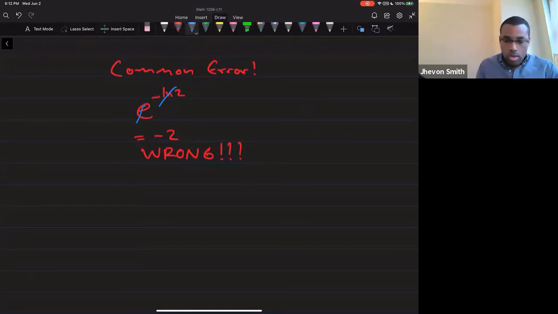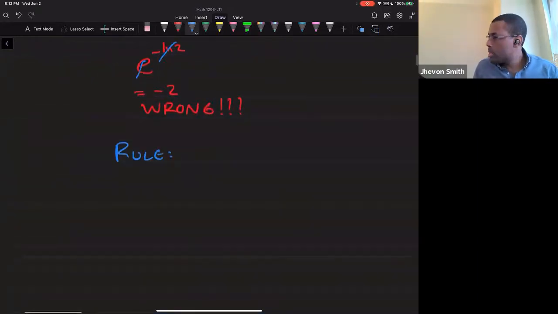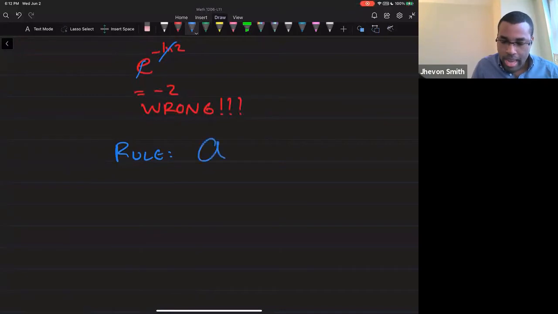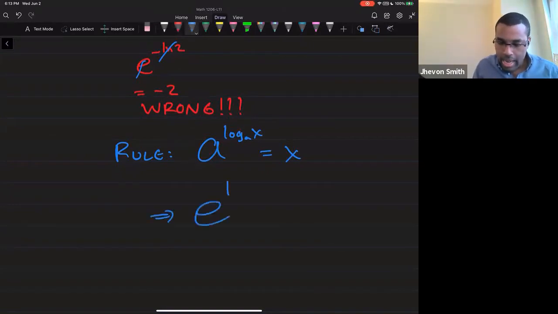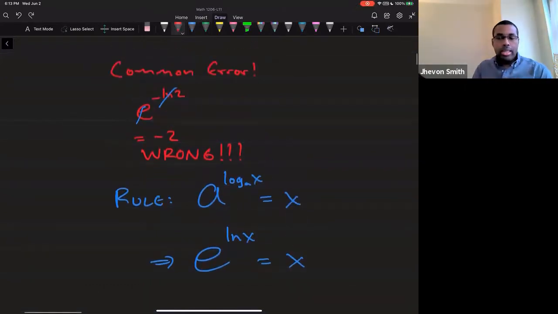Because we know what the rule is. The rule that we'd be applying, I think was rule 9 that I gave you guys yesterday, is that if you have a to the log to the base a of x, it just gives you the x. So it's like the exponential and the log cancel out, which of course would mean that e to the ln of x is just x. So you can see the e and the ln would cancel out. But why does that not work here?